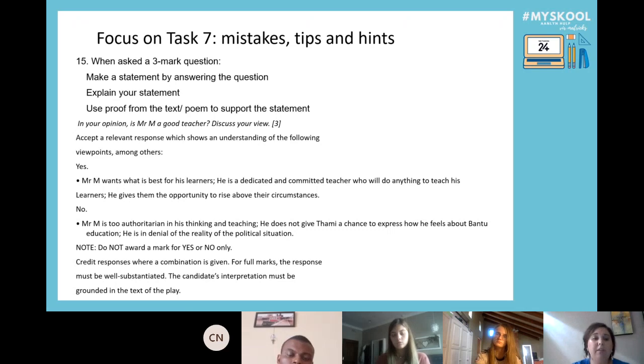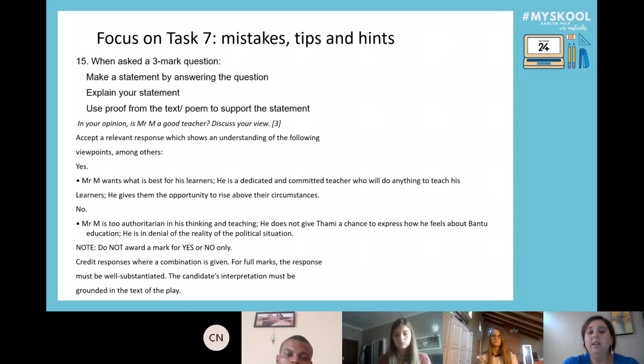Now, I want you to have a look there at the note. Do not award a mark for yes or no only. No mark for that. We credit responses where a combination is given. For full marks, the response must be well substantiated. The candidate's interpretation must be grounded in the text of the play. So in other words, tell me 3 things. Make a statement and substantiate it from the text.